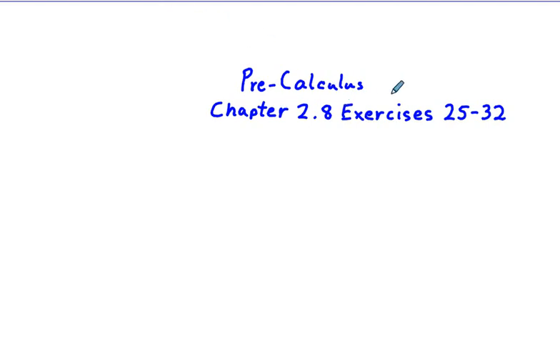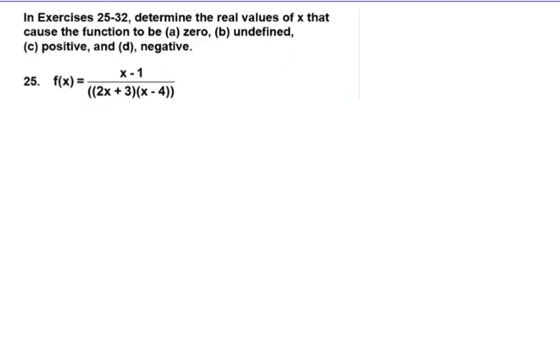Precalculus Chapter 2.8, exercises 25 through 32. We're going to do the odd number problems in this set. In exercises 25 through 32, determine the real values of x that cause the function to be 0, undefined, positive, and negative. And for this, we're going to use number line analysis.